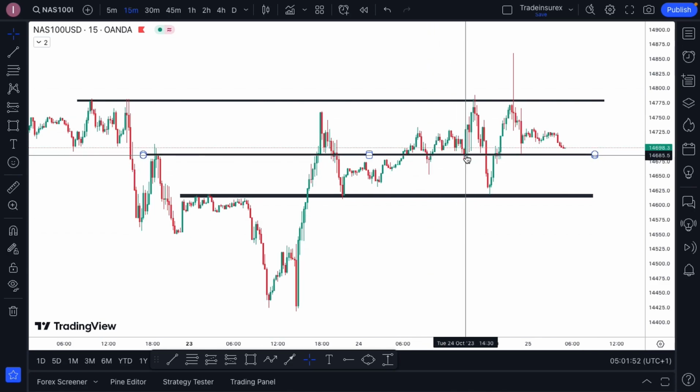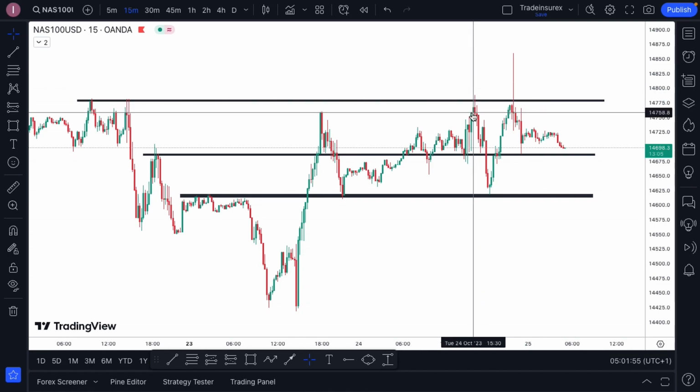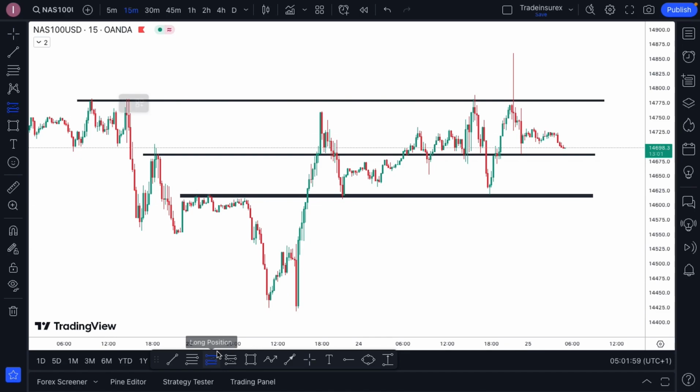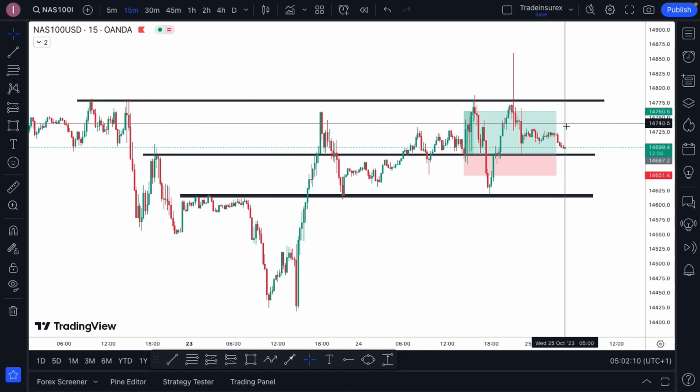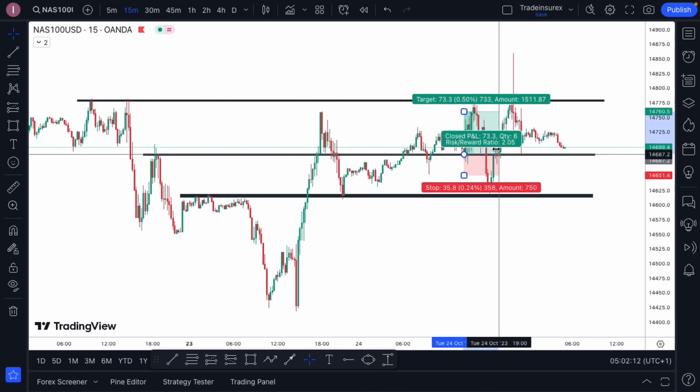I took my buy right here to take it up to this high over my TP, right? It was something like this. It was a nice 1 to 2 hour trade, which I sent out to my group.